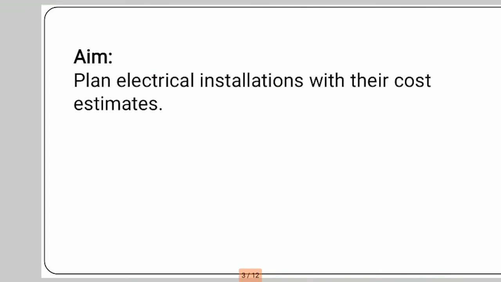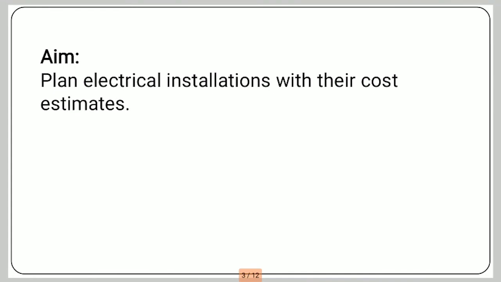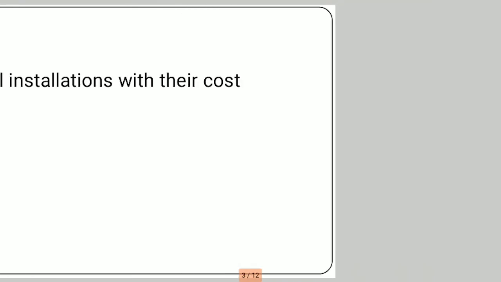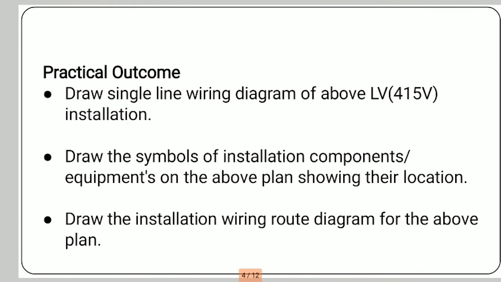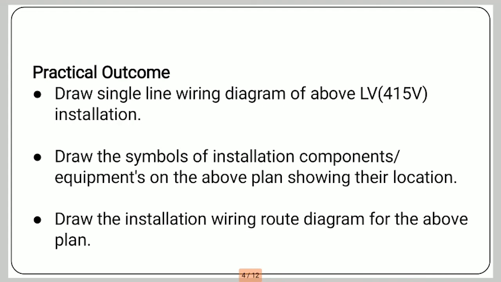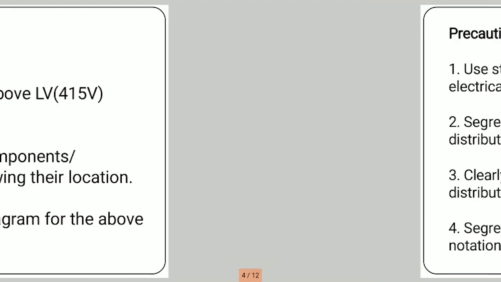Then what is the aim of this practical? The aim of this practical is to plan electrical installation with their cost estimates. Then the practical outcomes: draw the line wiring diagram of the above 415 volt installation. Draw the symbol of the installation component on their location. Then draw the installation wiring diagram for the above plan.